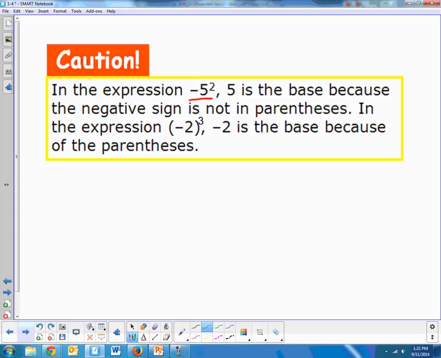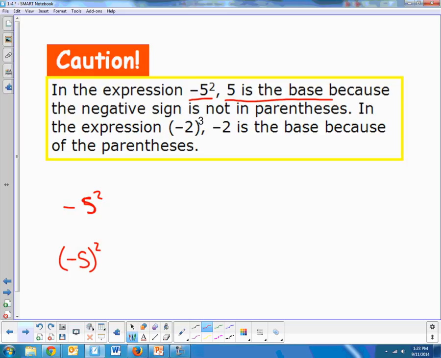Now, you have to be very careful about this. If we look at -5 squared, and some of your calculators will do this correctly, -5 squared is actually different than (-5) squared. We're going to look at why that is. As it says up here, if you have just -5 squared without parentheses, 5 is the base, because the negative sign is not part of that base.